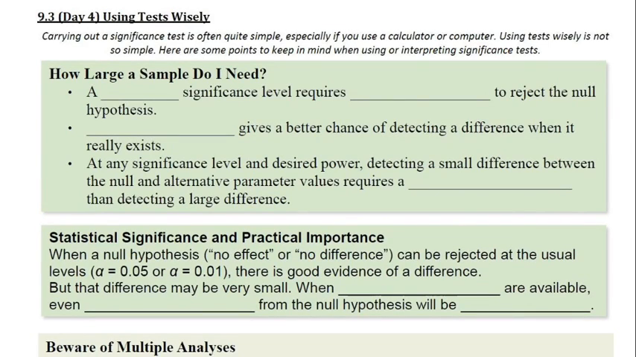These are the last notes for Chapter 9. We've done all sorts of significance testing. We've learned about power, type 1 error, type 2 error. So now it's kind of time to wrap things up. We're going to talk about using tests wisely.